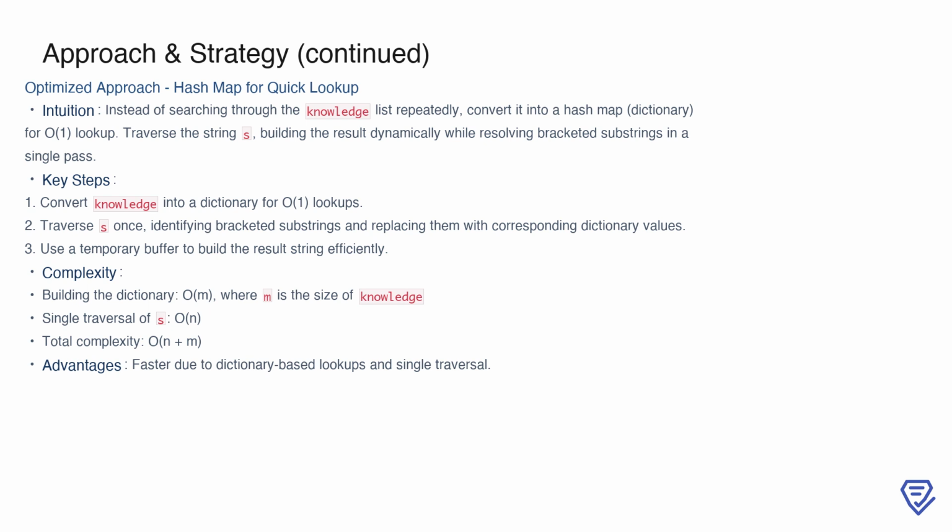With this in place, we traverse the string once and dynamically build the result. As we encounter bracketed substrings, we can immediately retrieve their corresponding values from the dictionary and append them to the result. This eliminates the inefficiency of repeatedly searching through the knowledge list. The process involves three main steps.